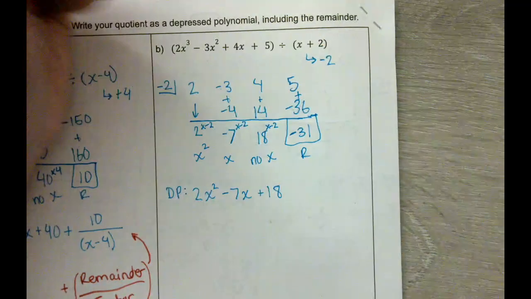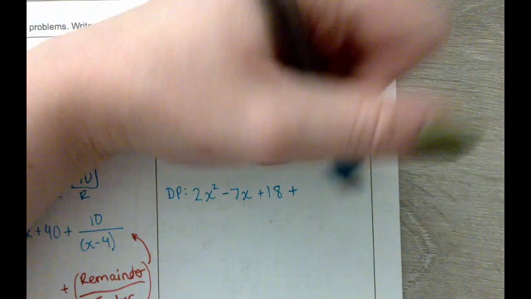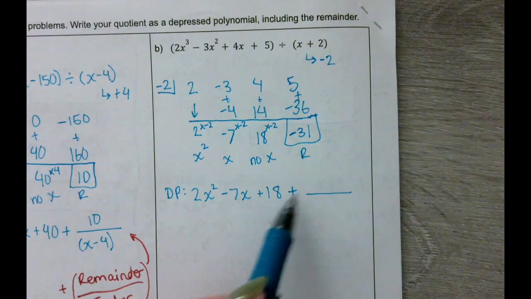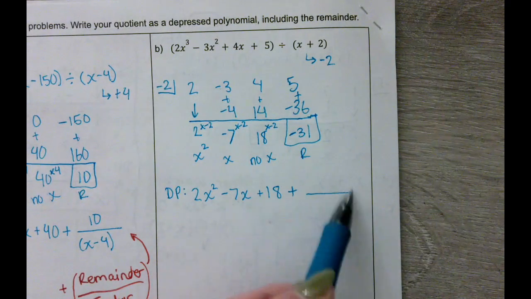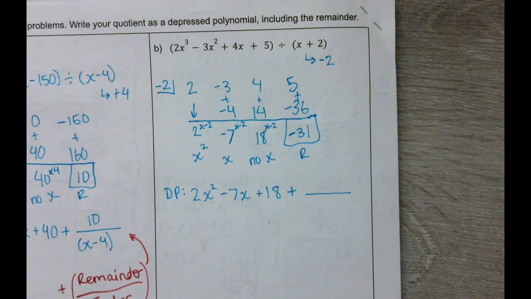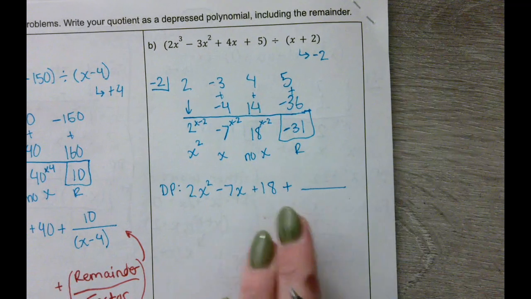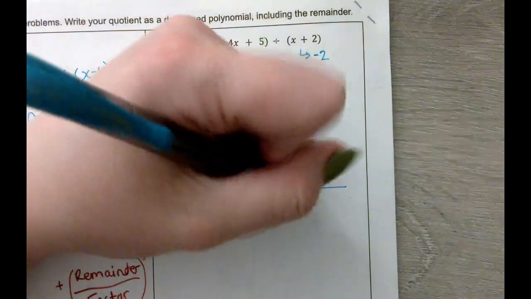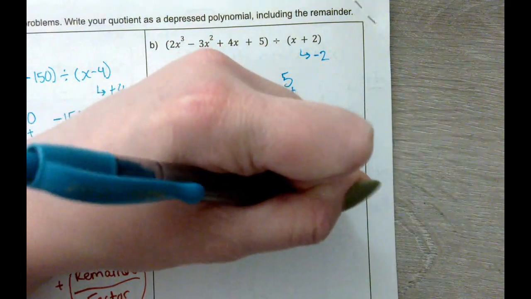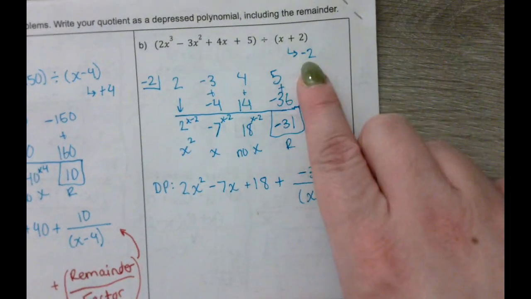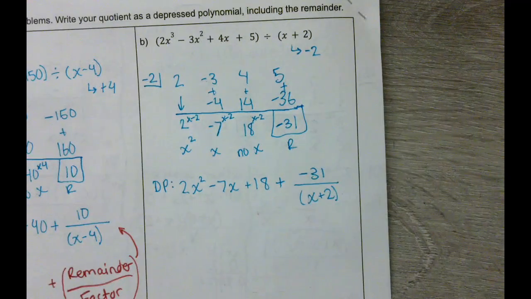Now, even though it's negative, I still recommend you write it as plus whatever. I have a lot of students that just cram the 18 with the remainder so it looks like a mixed number. That is not correct, and you will lose credit if you write it that way. So write it as plus remainder, which is negative 31, over your factor, which is x plus 2. So we divided it by that up here. Now we actually changed to negative 2, but the factor is x plus 2.